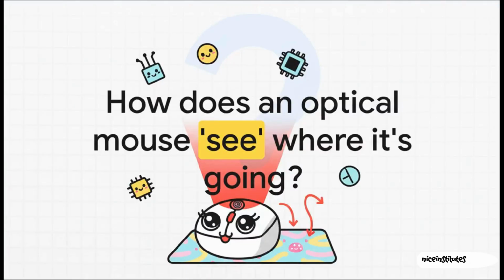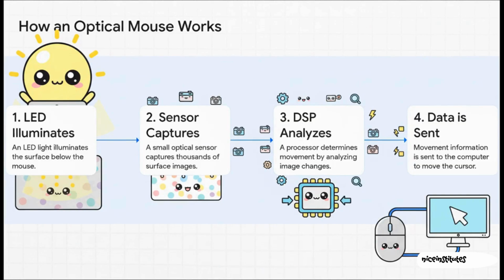But have you ever flipped your mouse over, seen that little red light, and just wondered, how does it know where it's going? There's no little rubber ball in there anymore, so how does it actually see the surface you're moving it on? The way this works is just brilliant. It's basically a tiny, high-speed camera.